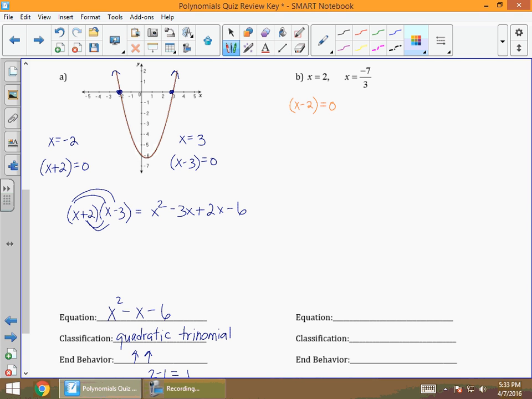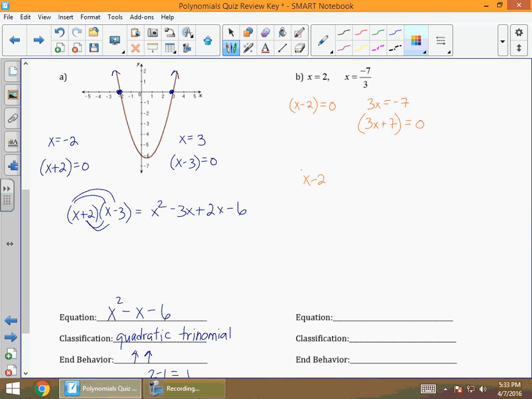And the x equals negative 7 over 3. I'm actually going to multiply both sides by 3 first. So 3x equals negative 7. And then add 7 to both sides. So 3x plus 7 equals 0. That's my other factor. My two factors are x minus 2 and 3x plus 7. So to find the equation, let's FOIL these things together.